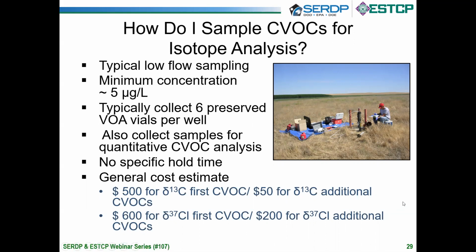At the same time, you should do your normal geochemical analyses and collect samples for VOC analysis, because as I mentioned, the lab will typically ask you for the concentration, which has to be run by typical 8260. There aren't specific hold times for this, and just an idea of general cost, it's on the order of $500 to $600 for the initial compound. So if you have a site where you have TCE, cis, and vinyl, let's say, you can usually get stable isotope values for all 3 of those from a single sample, assuming concentrations are high enough. And the second or third sample are often quite a bit less expensive.